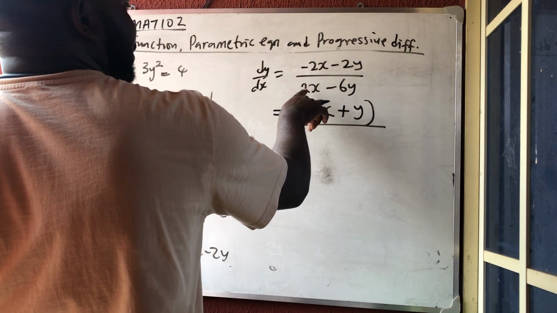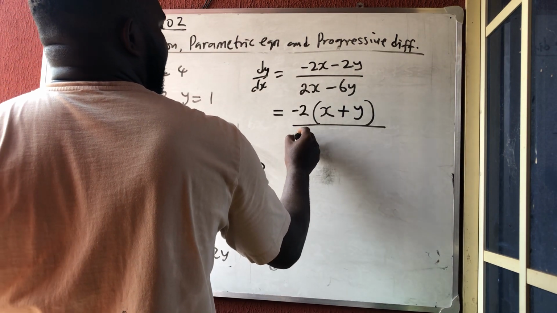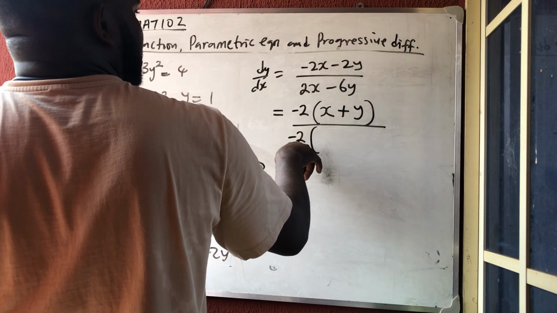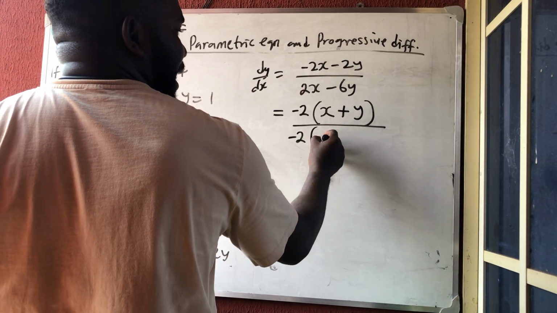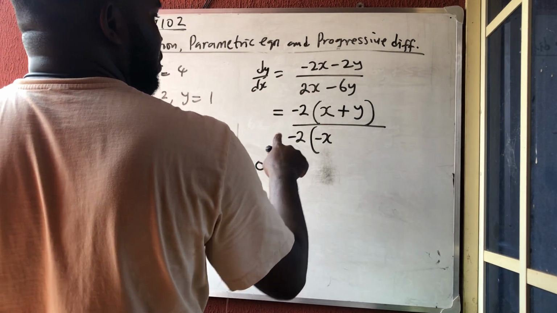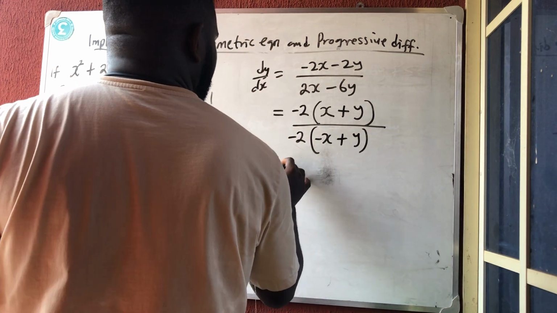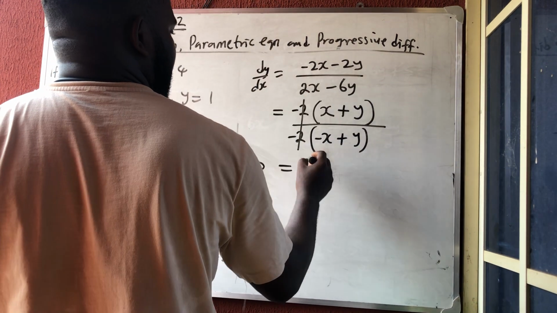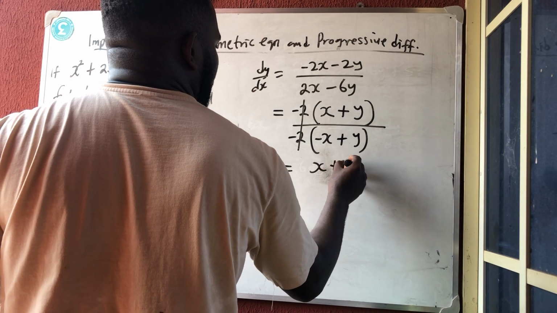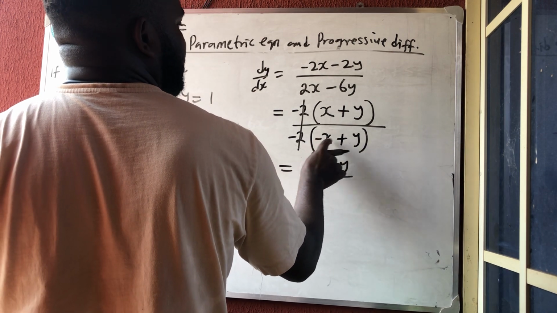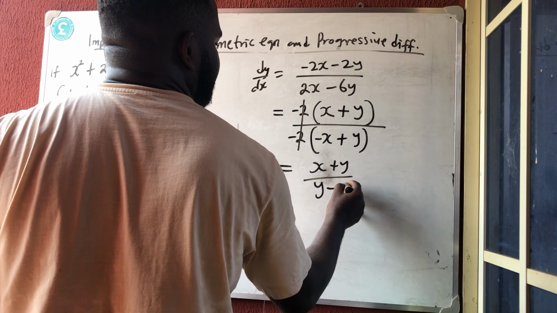If I still decide to bring out the same minus 2 here, minus 2 divided by this one, remaining is minus x, because I'm dividing with minus 2. Minus 2 divided by this one, I'm having plus y. So these two can cancel out. I'm having x plus y all over. Instead of writing minus x plus y, write it as y minus x.